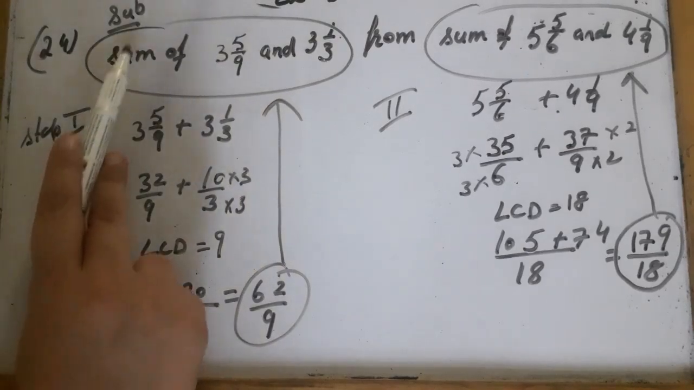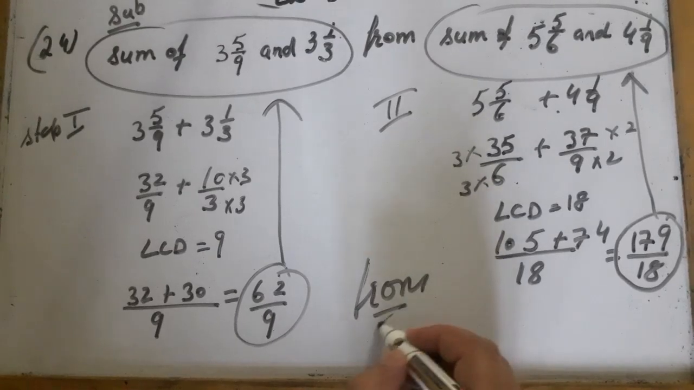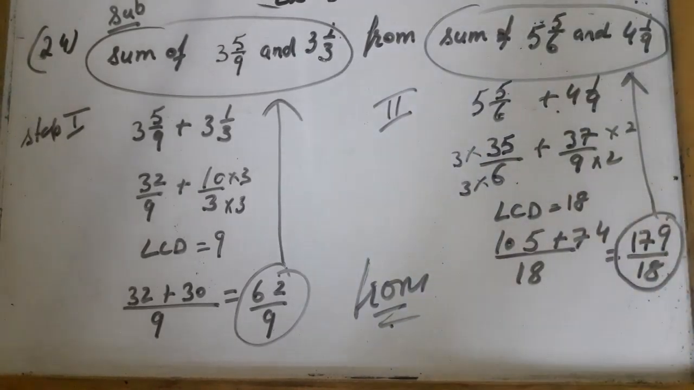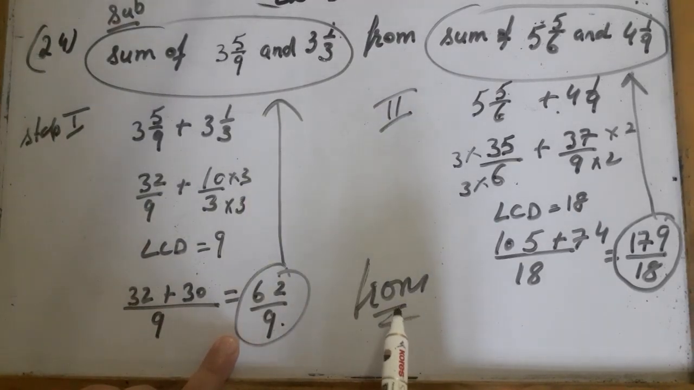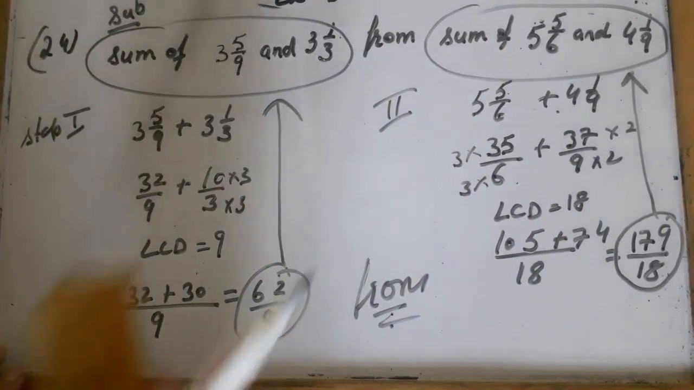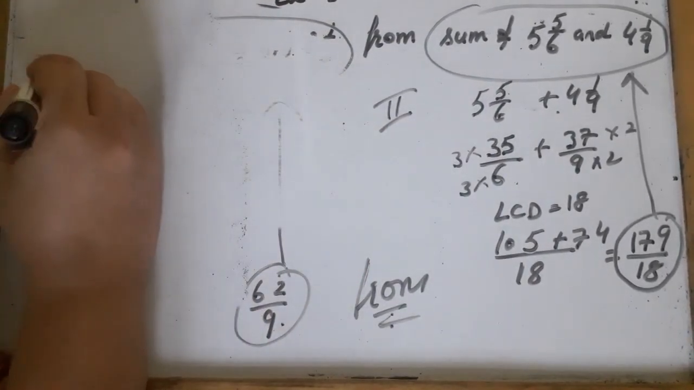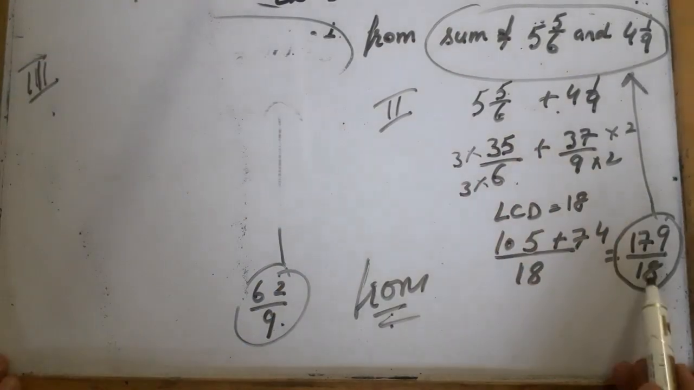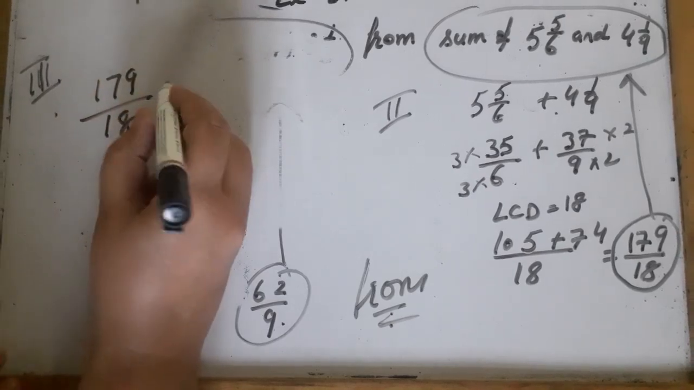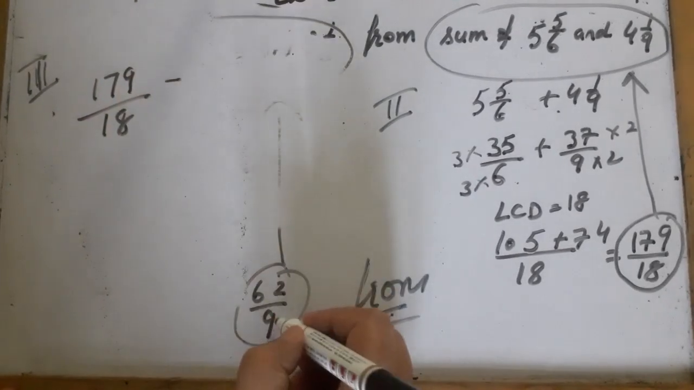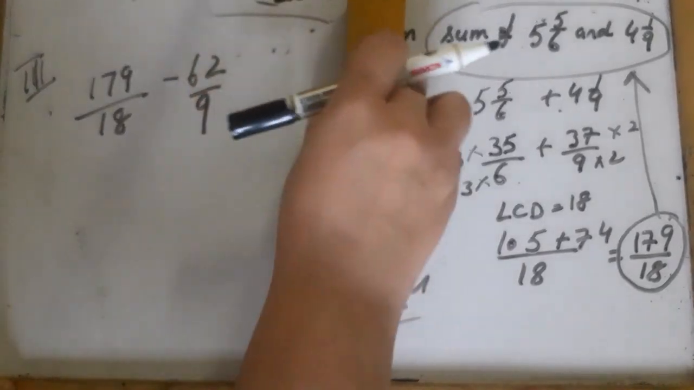Now they are saying the sum of this I have to subtract from this. So from 179 upon 18, this number I have to subtract. Now I'll do the third step of subtraction. It means this is my third step, and this number will come first when I subtract. From 179 upon 18 I will subtract this 62 upon 9. Okay, so now I have to subtract.